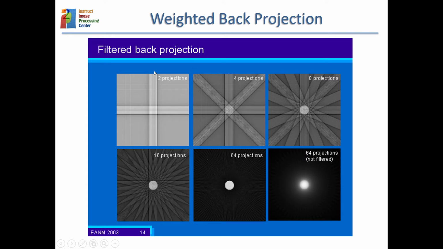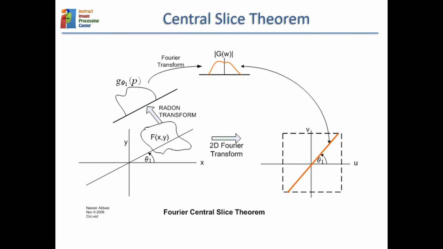So you have the reconstruction. If we have 2 projections, 4 projections, 8 projections, 16 projections, 64 projections, and 64 projections that have not been filtered. And we will see why you need a filter for making this back projection. Okay, so the reason for the filter is coming from the central slice theorem.